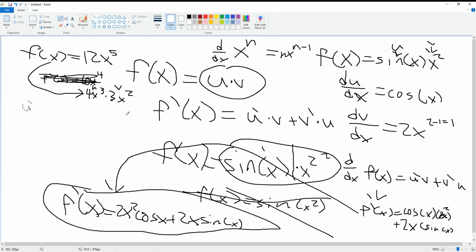Now if this works out, since the final answer for f prime using the simple power rule was 60x to the fourth, the second part should be 24x to the fourth. So let's see if that works. We have 3x squared, so the derivative of that is 6x. Now we're multiplying that by 4x cubed, and what do you know? We get 24x to the fourth. So it does work out, and we're able to successfully solve for that.